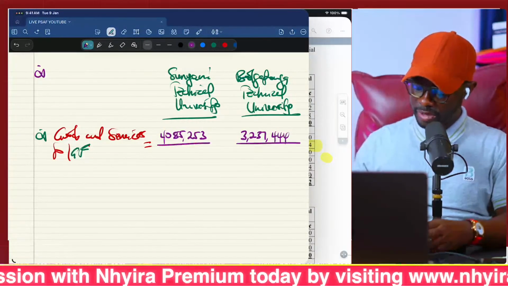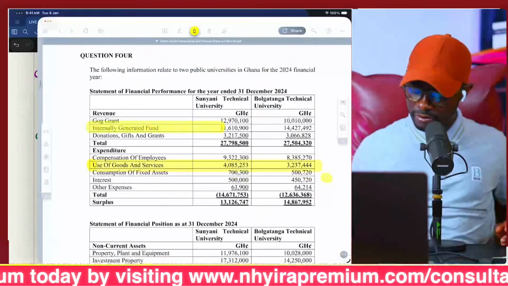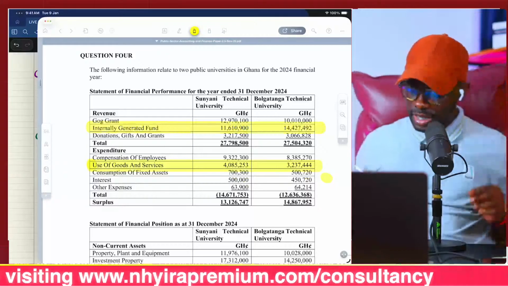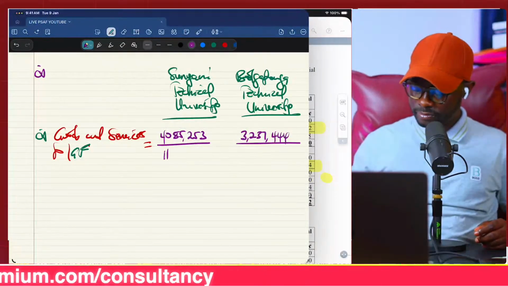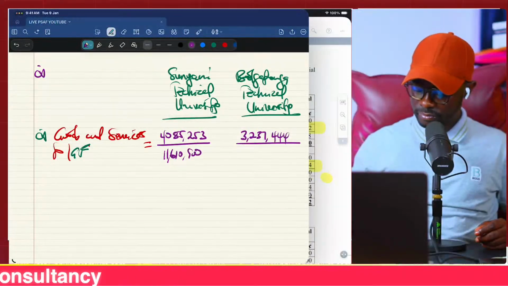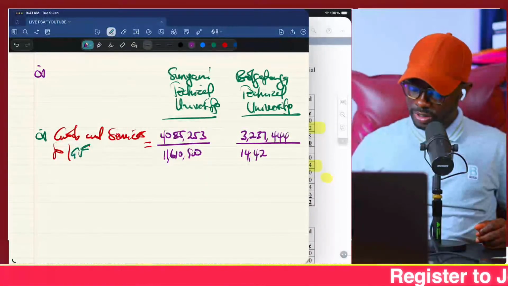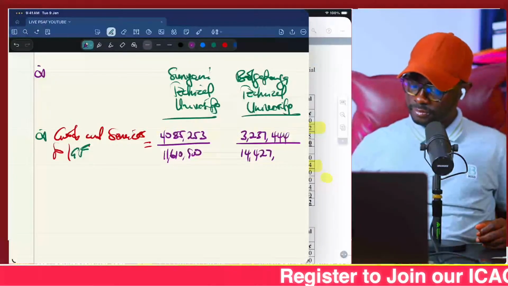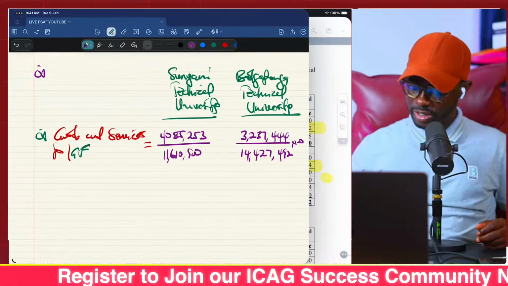So we divide that by their IGF respectively. And you can see IGF in the revenue segment. And that is 11,610,900. And then 14,427,492. Remember, everything is times 100.